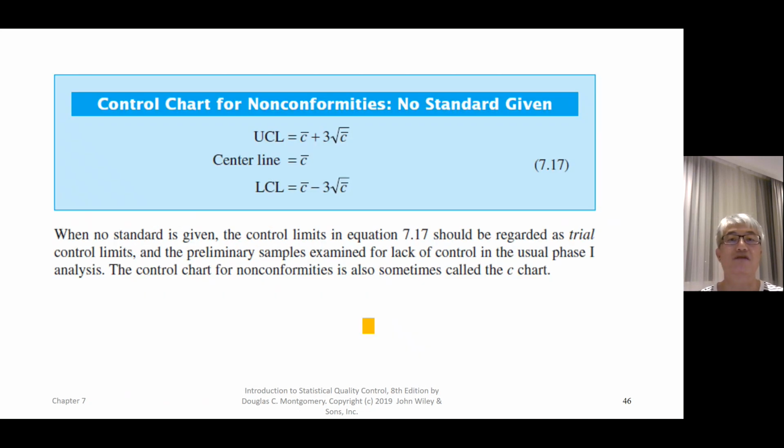Then the control chart for non-conformities, no standard given: the center line will be replaced by the average of the total number of non-conformities within a single unit. The control limits in equation 7.7 should be regarded as trial control limits. The preliminary samples are examined for lack of control in the usual phase 1 analysis. The control chart for non-conformities is also sometimes called the C chart.